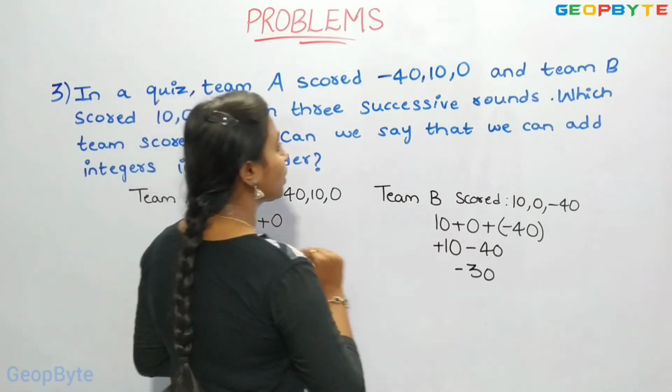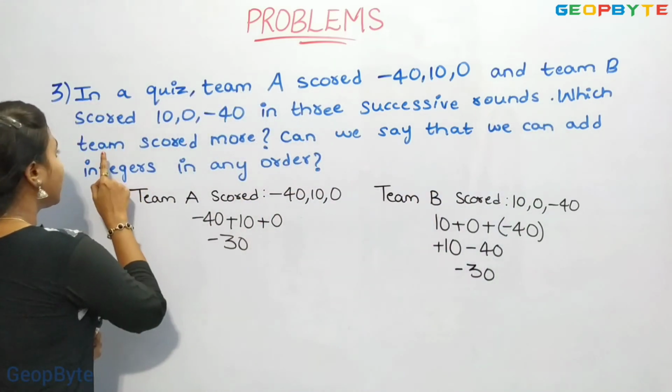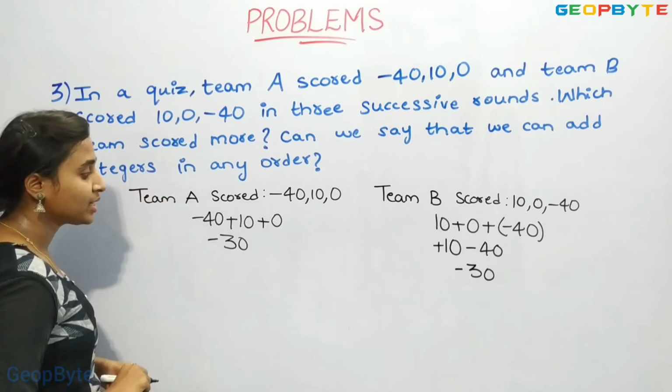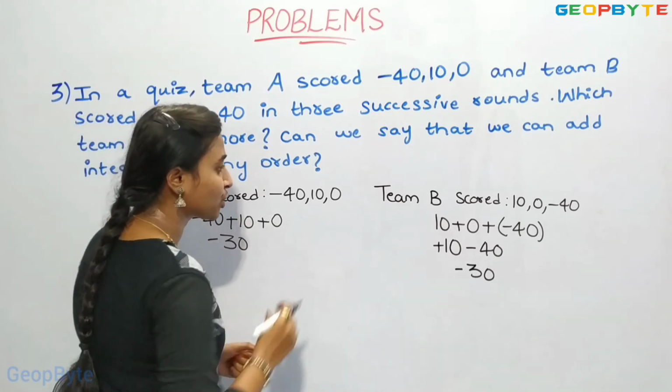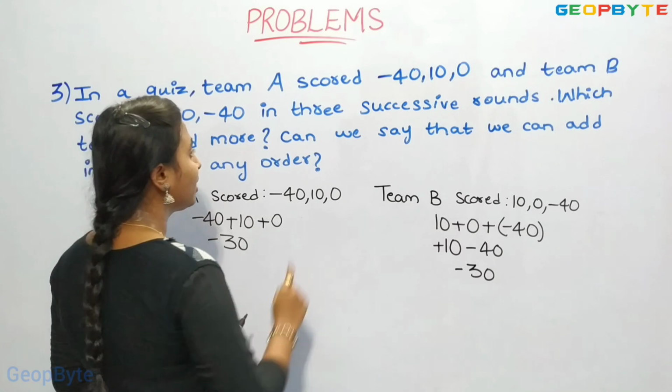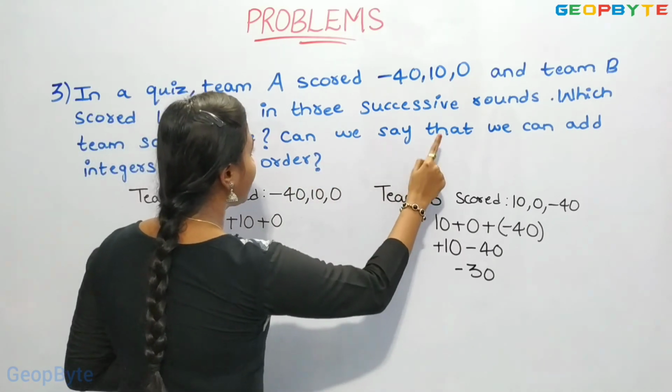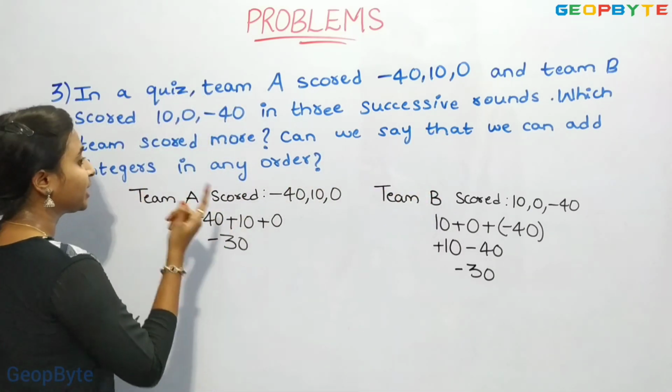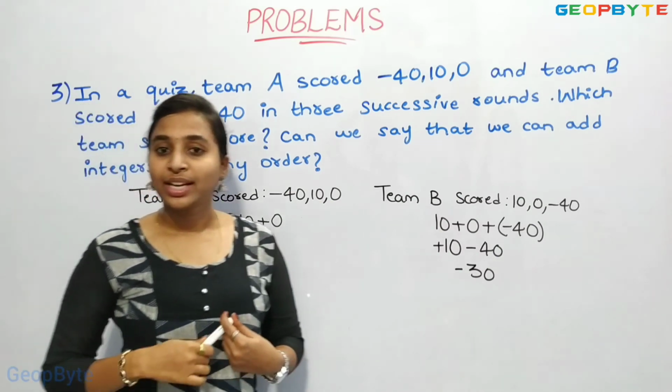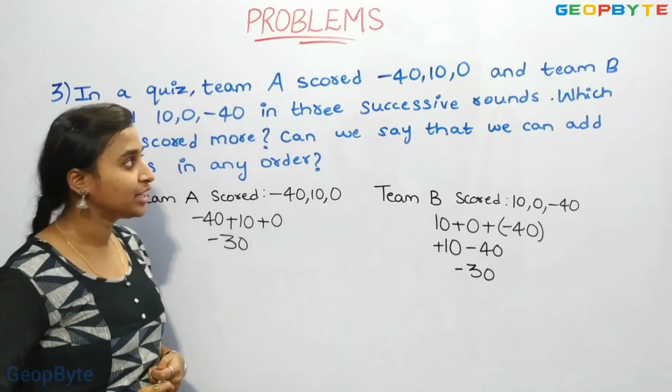Now for this question, which team scored more is nothing but, 2 teams scored equal. And can we say that we can add integers in any order? No, there is no order to add integers.